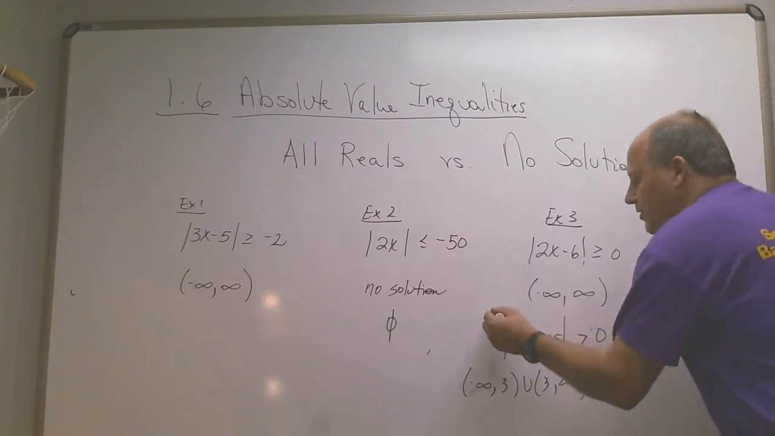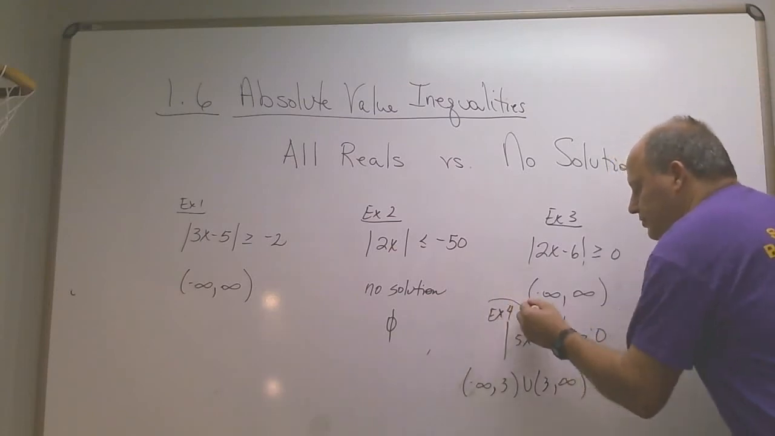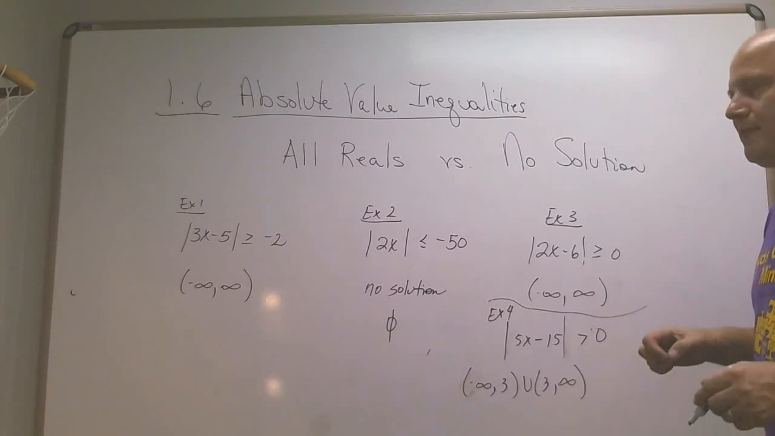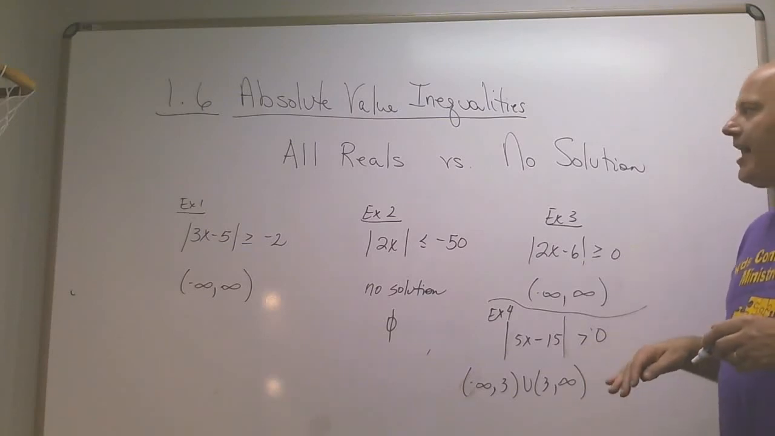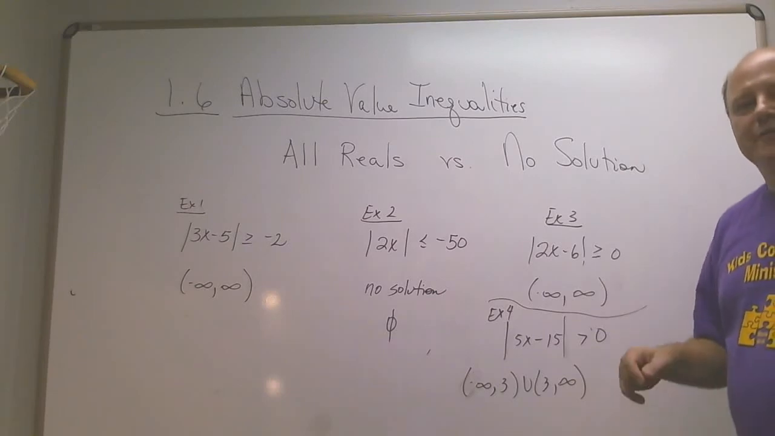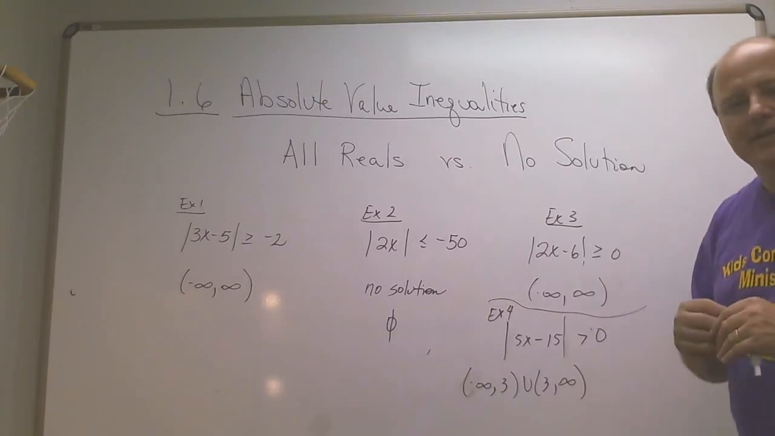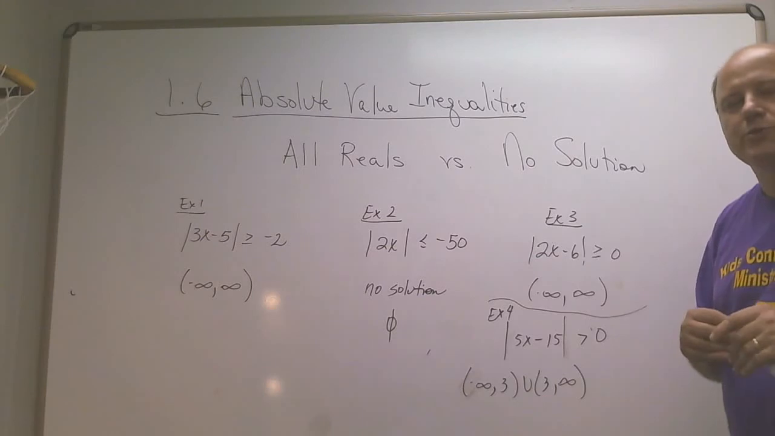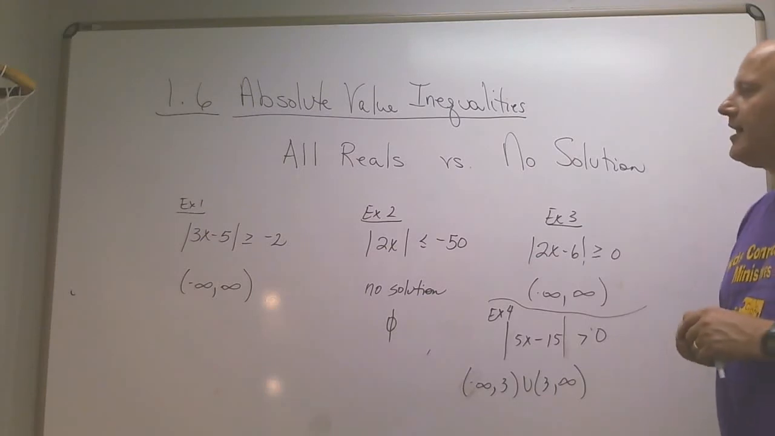So we'll call this one example 4. These are like 4 different scenarios that you might have when you deal with absolute value inequalities. And these are the ones that don't fit in the same category as the ones we talked about prior in the class.